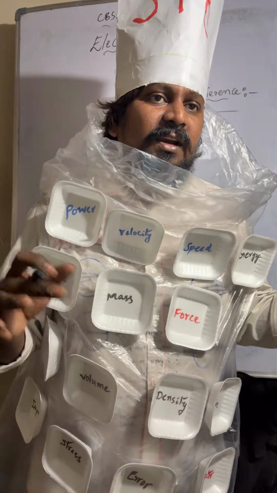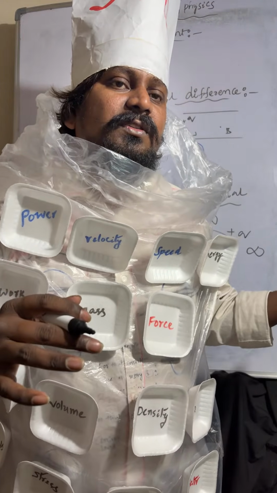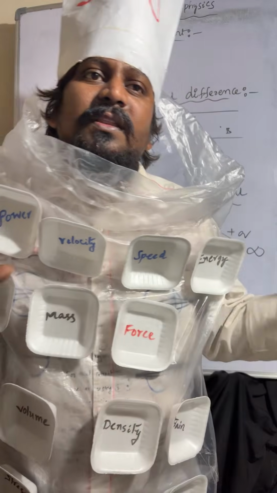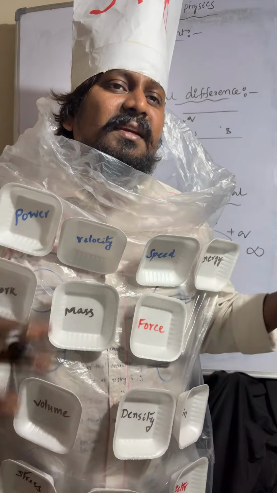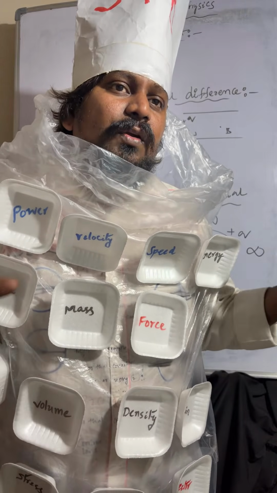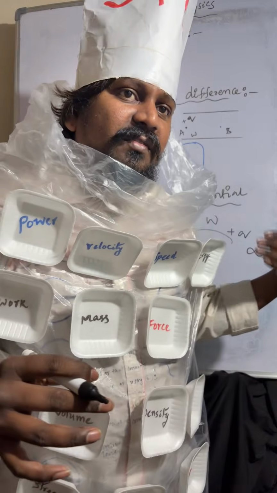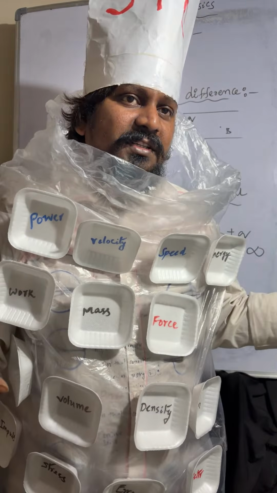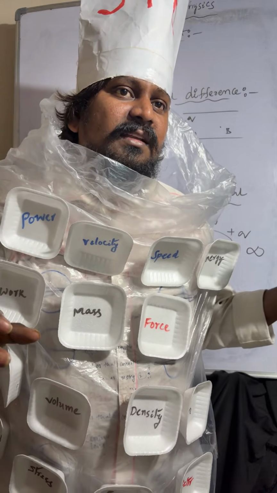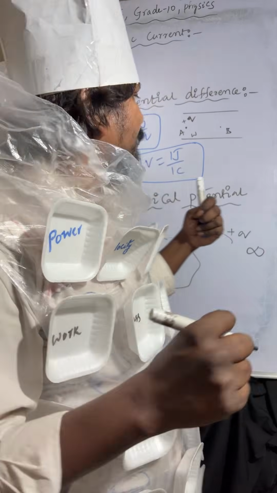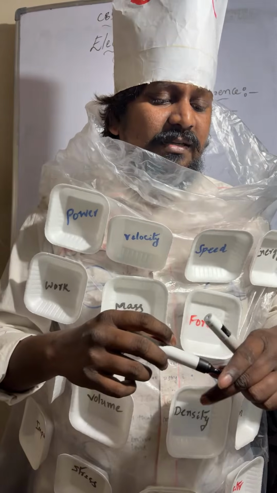Normally, potential difference is nothing but the work done to bring a unit positive charge from one point to another point within the conductor. Coming to electrical potential, it is the work done to bring a unit positive charge from infinity to the required field. I hope it is very clear. Understood? So these are the points. Now we will discuss Ohm's law. Let's start.